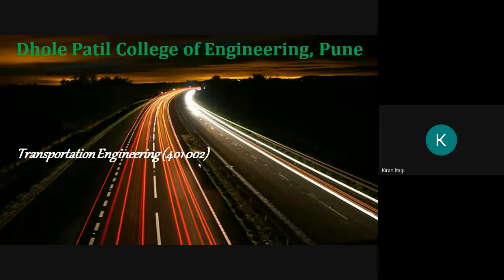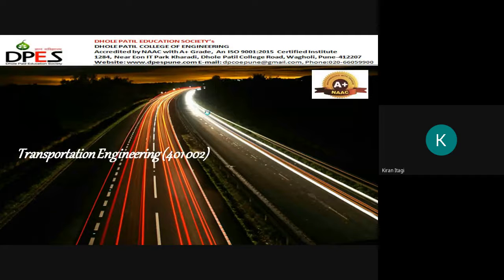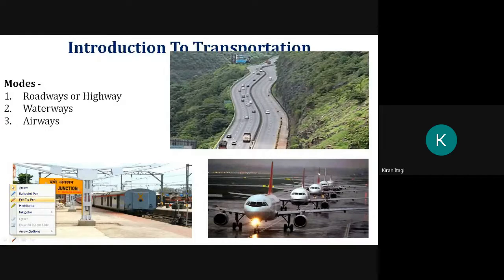So going to the first unit, we will go for the introduction. Directly going to road transportation, we will see the different modes of transportation. We have three types of mode of transportation. The first one is roadways, the second one is waterways, and the third one is airways.